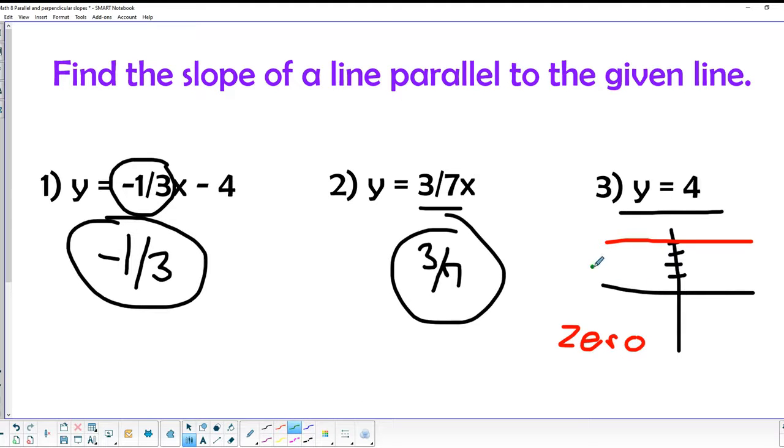For example, this next line could pass through it too. It also has a zero slope, and that makes those two parallel.